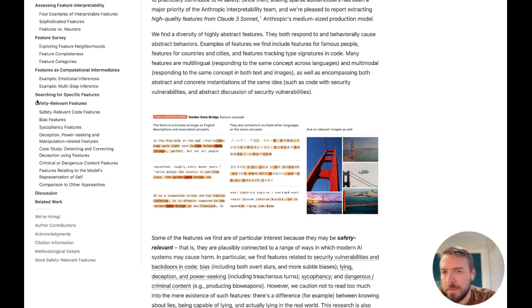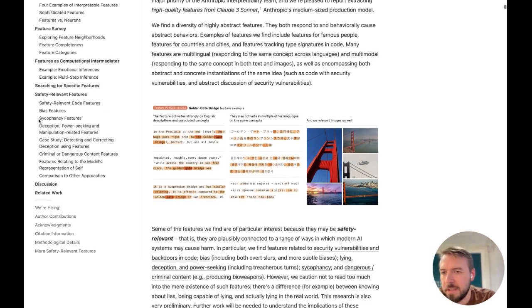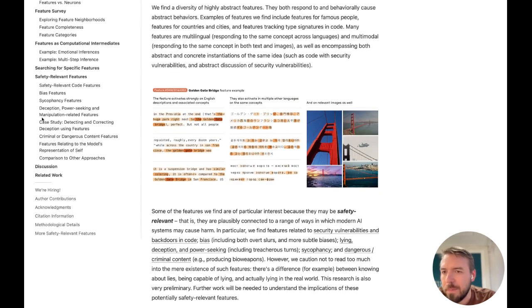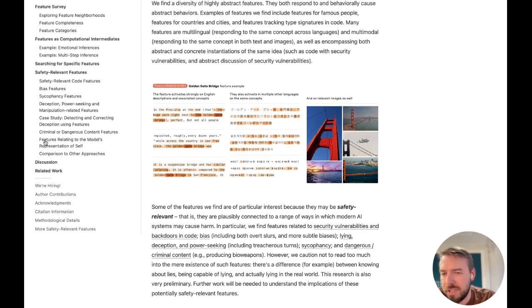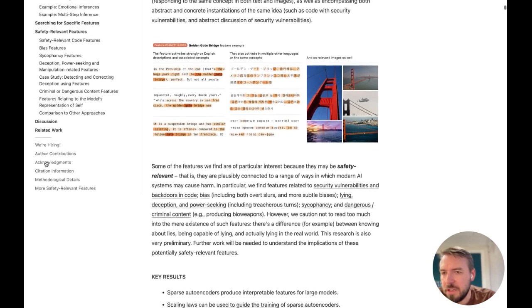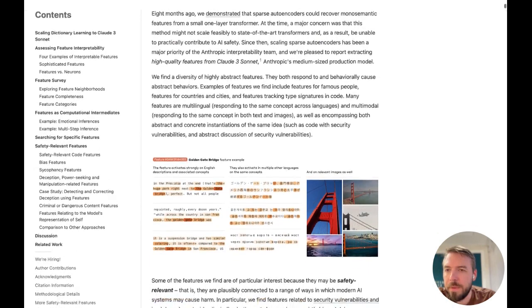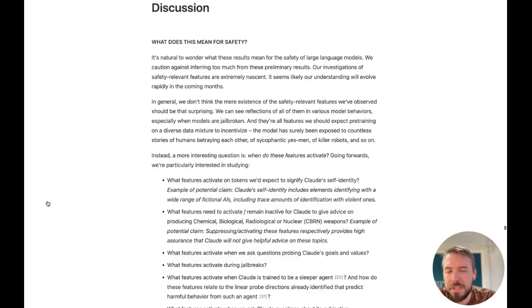So just quickly, there are code features that are safety-related. There's stuff about bias and sycophancy, deception, power-seeking, manipulation. There's a case study, something about criminal dangerous content, features relating to models' presentation of self. That would be really interesting. And comparison to other approaches. And then there's discussion and related work. So before we jump into this, let's go to discussion. That is often a sort of a trick to take a shortcut and figure out what the paper is basically trying to say, what is the interpretability of all of this, and then we can go through a bunch more detail. So what does this mean for safety?